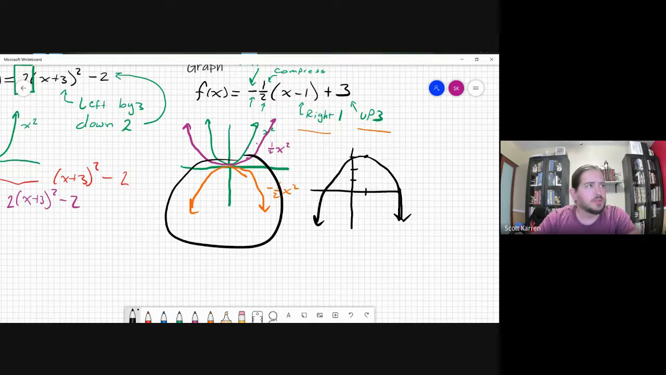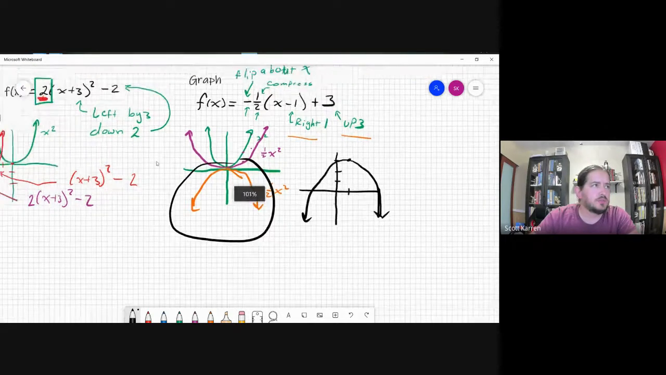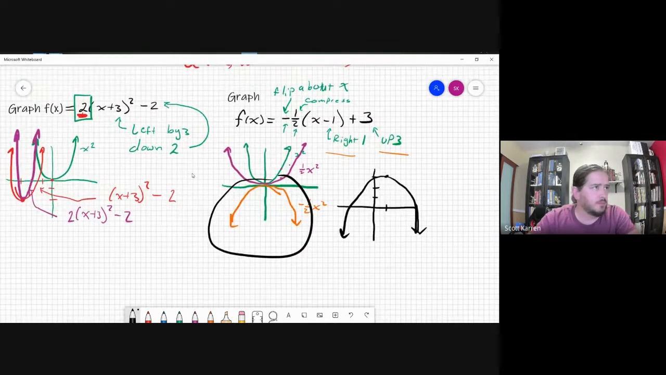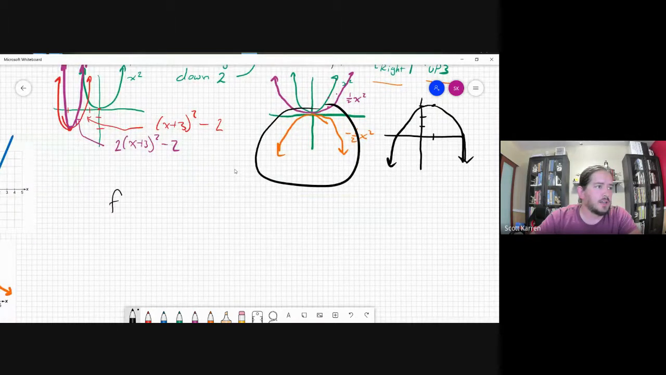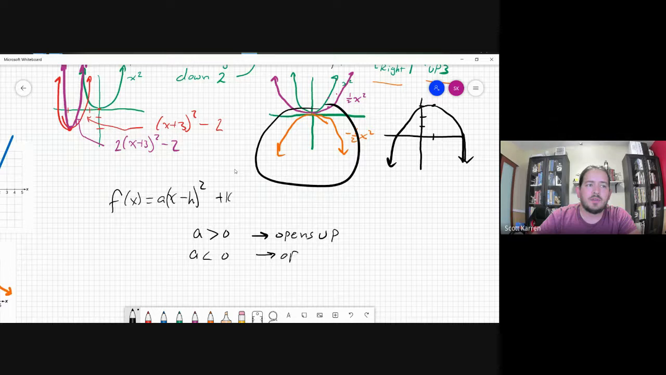So you'll notice, as you do a few of these, that if this number in front is positive, it's going to open up. And if the number in front is negative, it's going to open down. So in general, if I have the function f of x equals a(x minus h) squared plus k, if a is greater than 0, then this thing opens up. But if a is less than 0, it will open down.